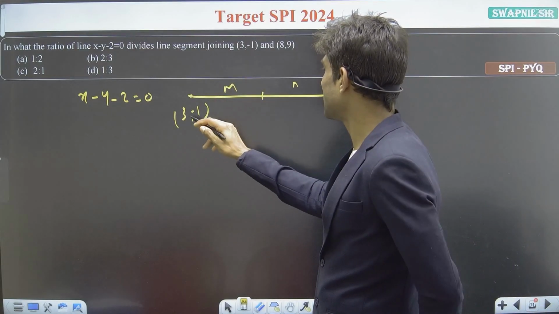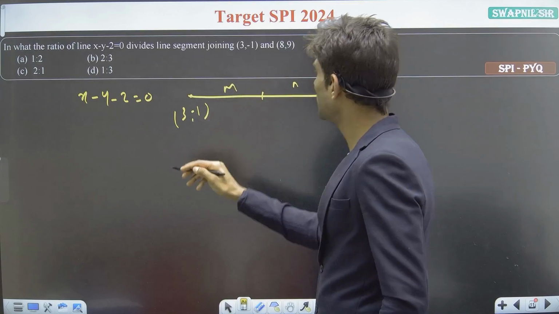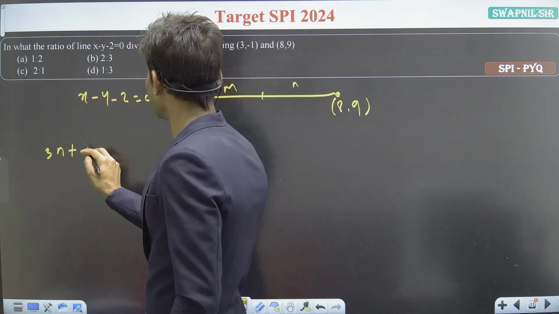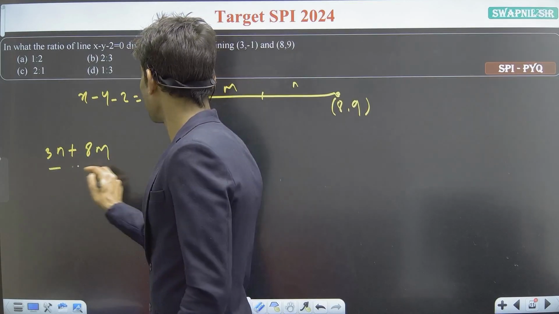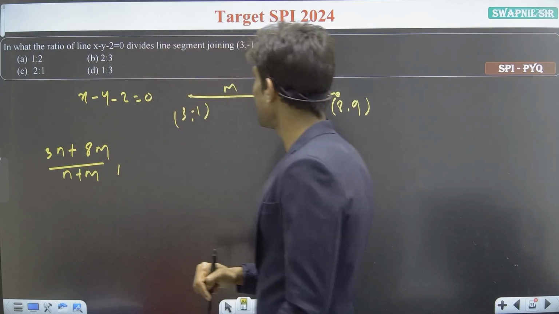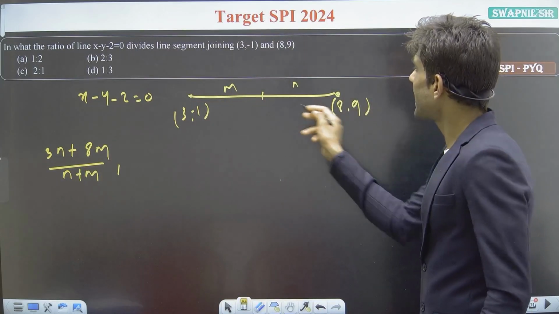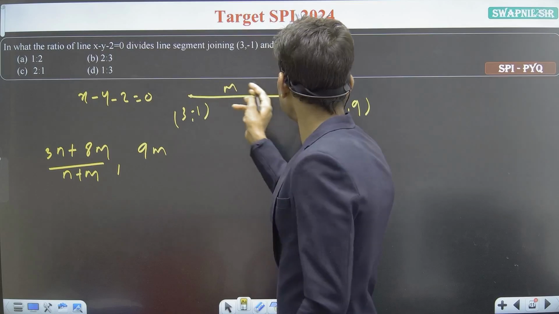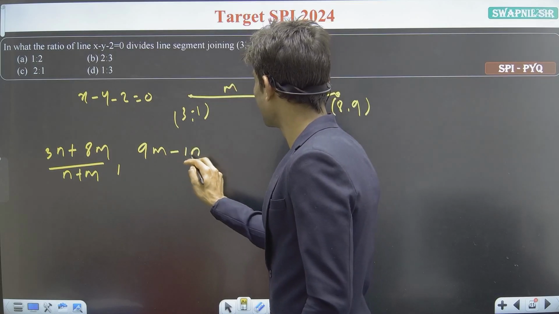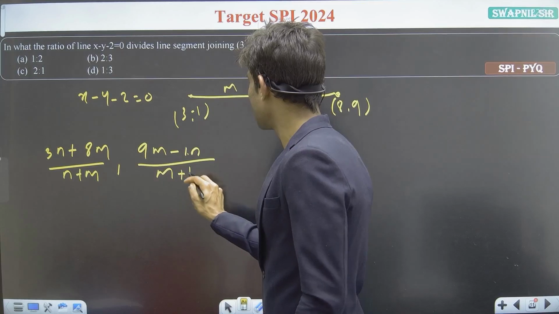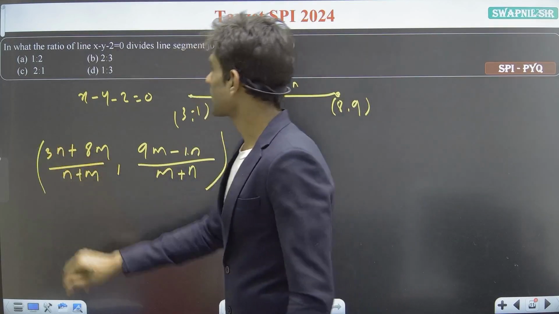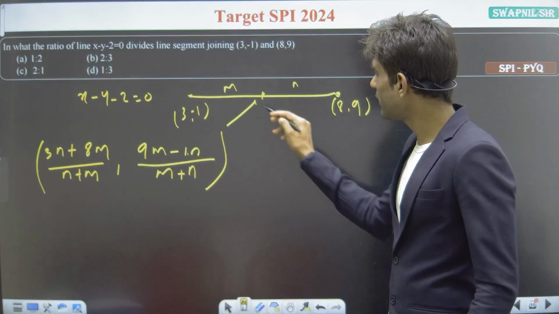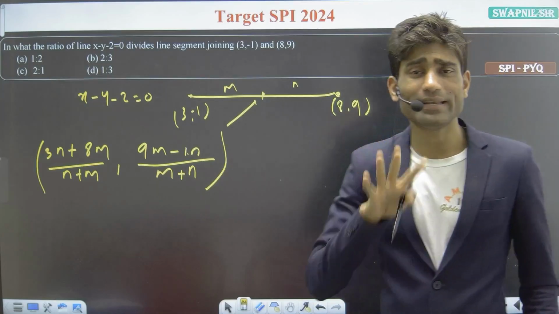Let's find this using the section formula. So (3 into n plus 8 into m) upon (n plus m) is the first coordinate, and the second is (9 into m minus 1 into n) divided by (m plus n), or n plus m, you can take either. Now we have the coordinates for the point which divides our line segment internally.